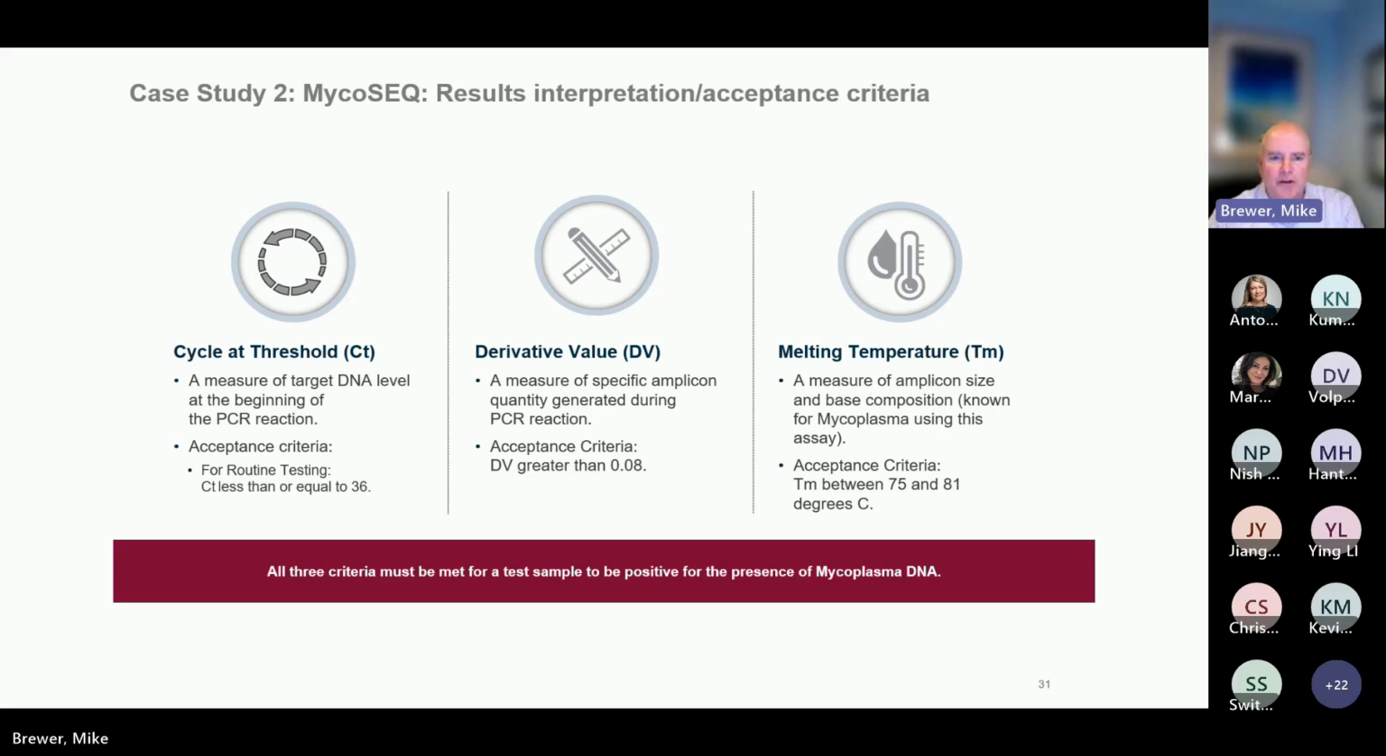And then the melting temperature. This is very important because we understand, based on our development work, that the melting temperature of Mycoplasma amplicons falls between 75 and 81 degrees.